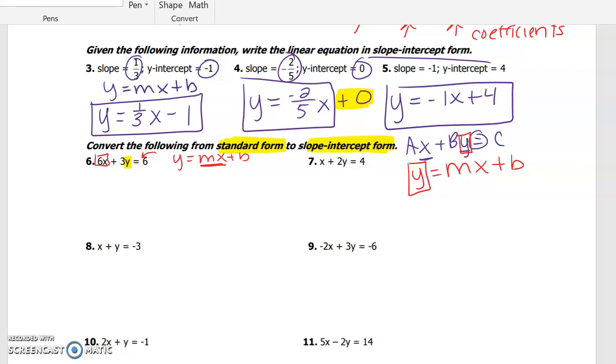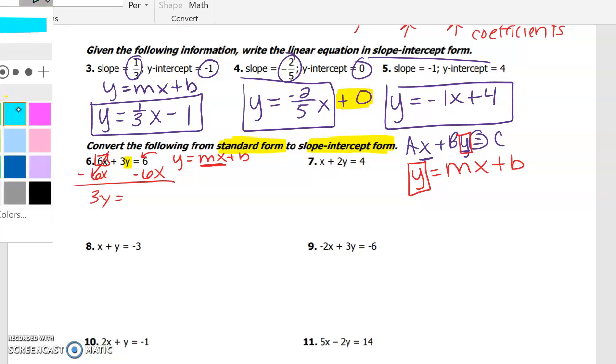So since it's positive 6x, I'm going to subtract it from both sides of my equation. All right, it'll cancel out on the left-hand side. I'm just left with 3y. Now, I can't combine my 6 and my -6x, right? They're not like terms. I can't combine a number with a term that has an x. So I'm going to stick this -6x here, all right?